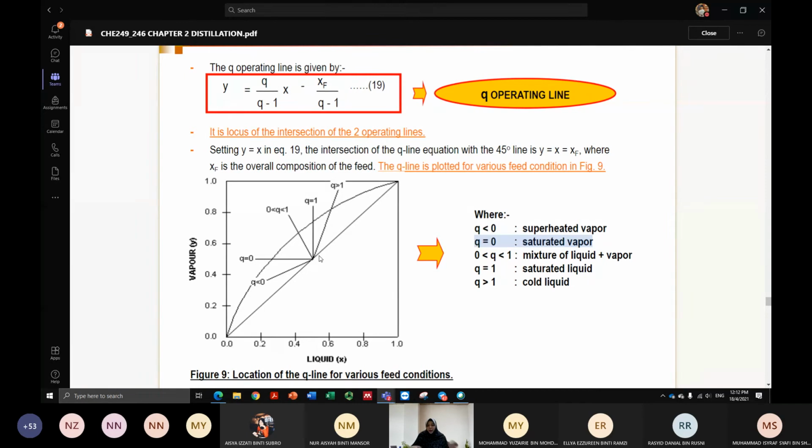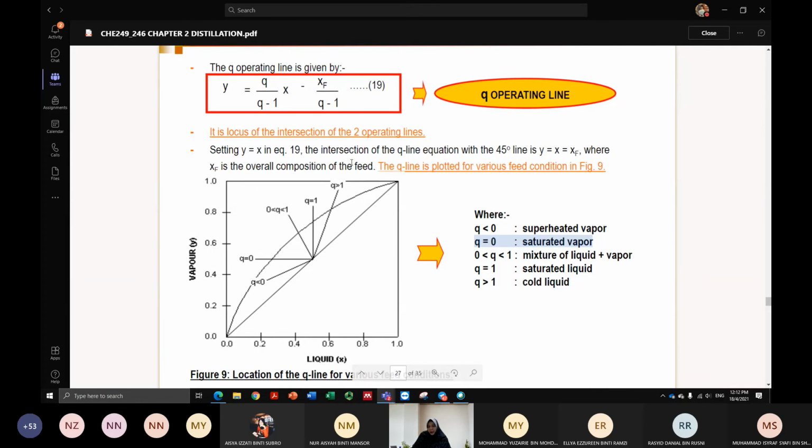But if the value is between 0 and 1, please use this equation. You need to know the y-intercept only. Do not bother about the rest because you know where it begins. Just use XF. Just now we have 0.4 multiplied by 1. So the y-intercept for the Q operating line is negative XF over Q minus 1, which is negative XF divided by 0.4 minus 1. So you get the value of the y-intercept.